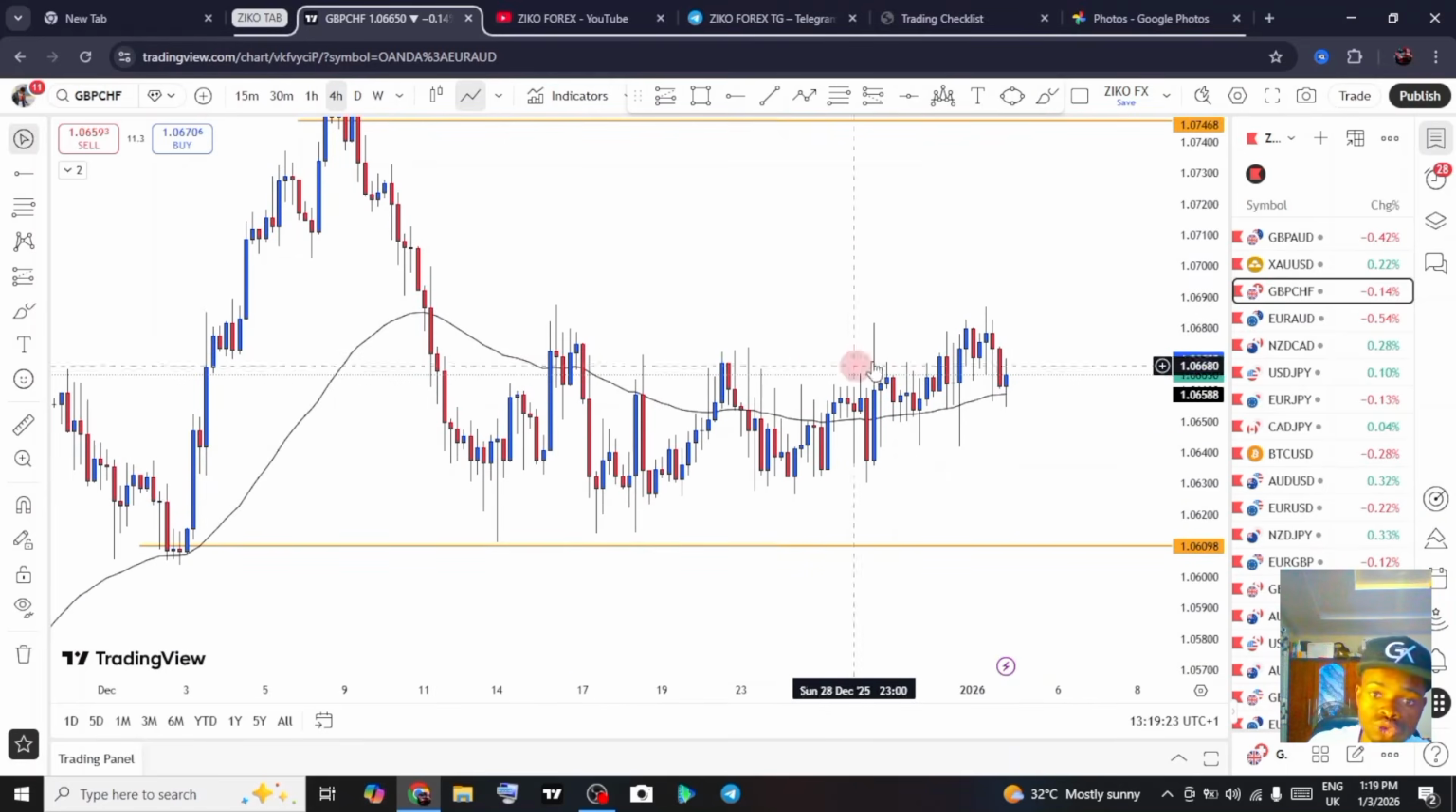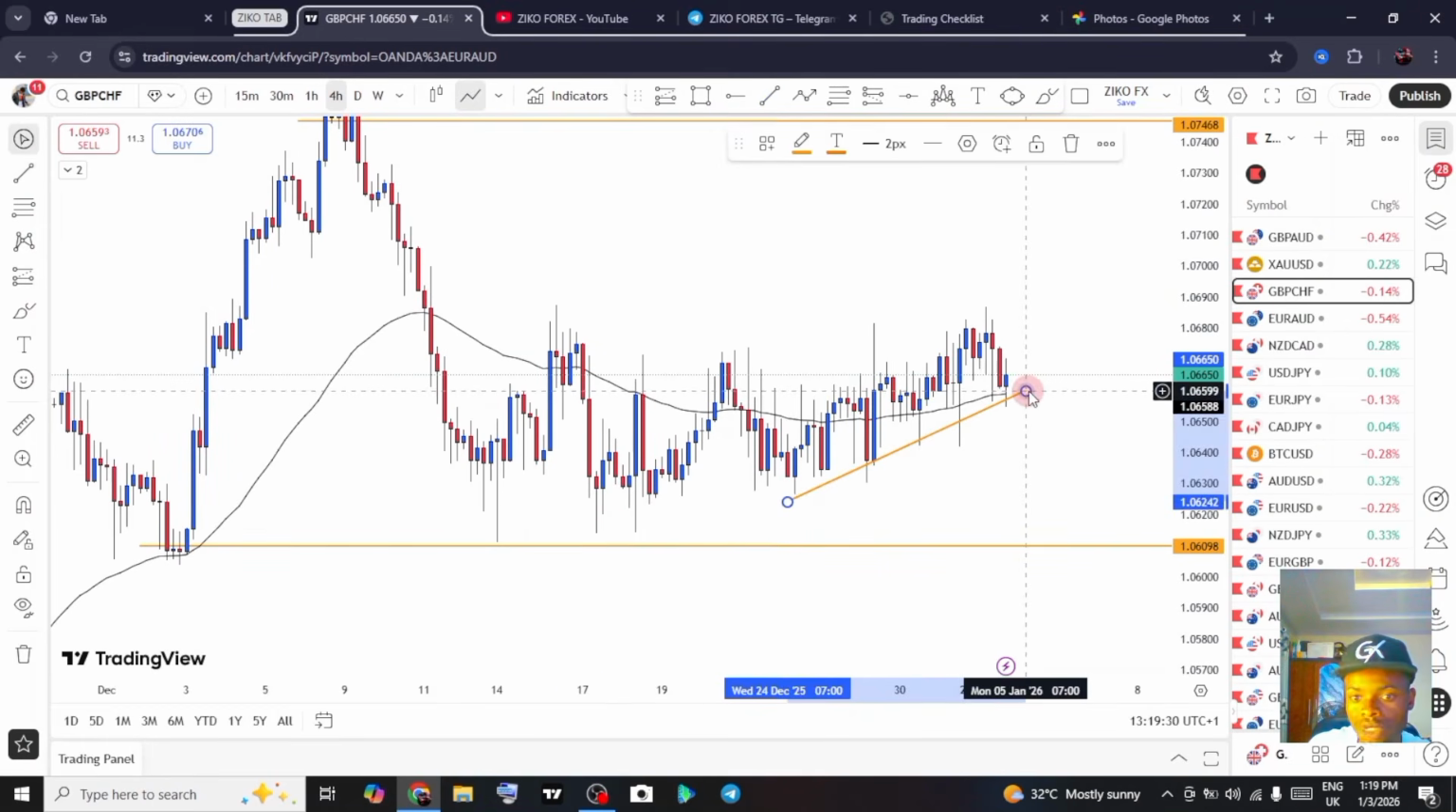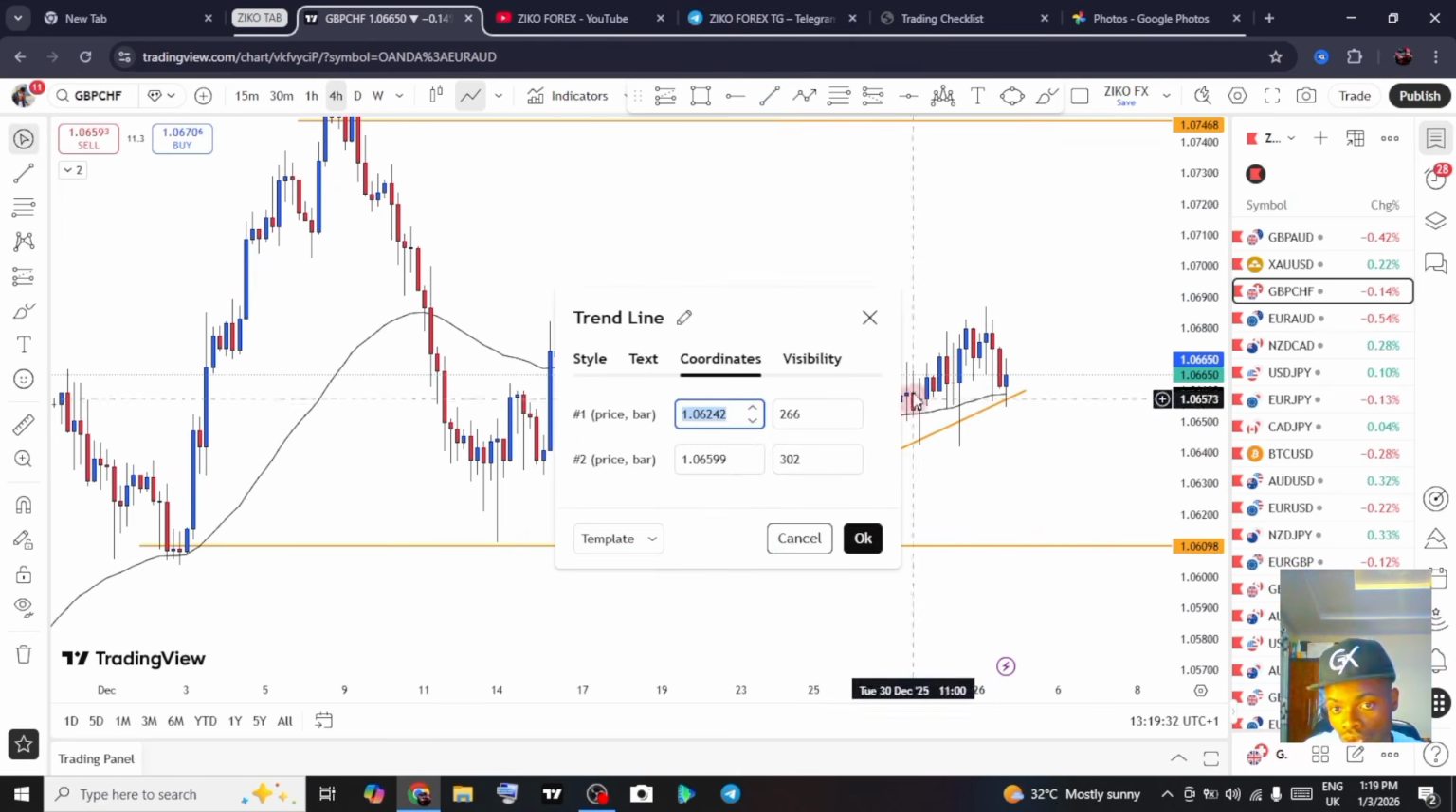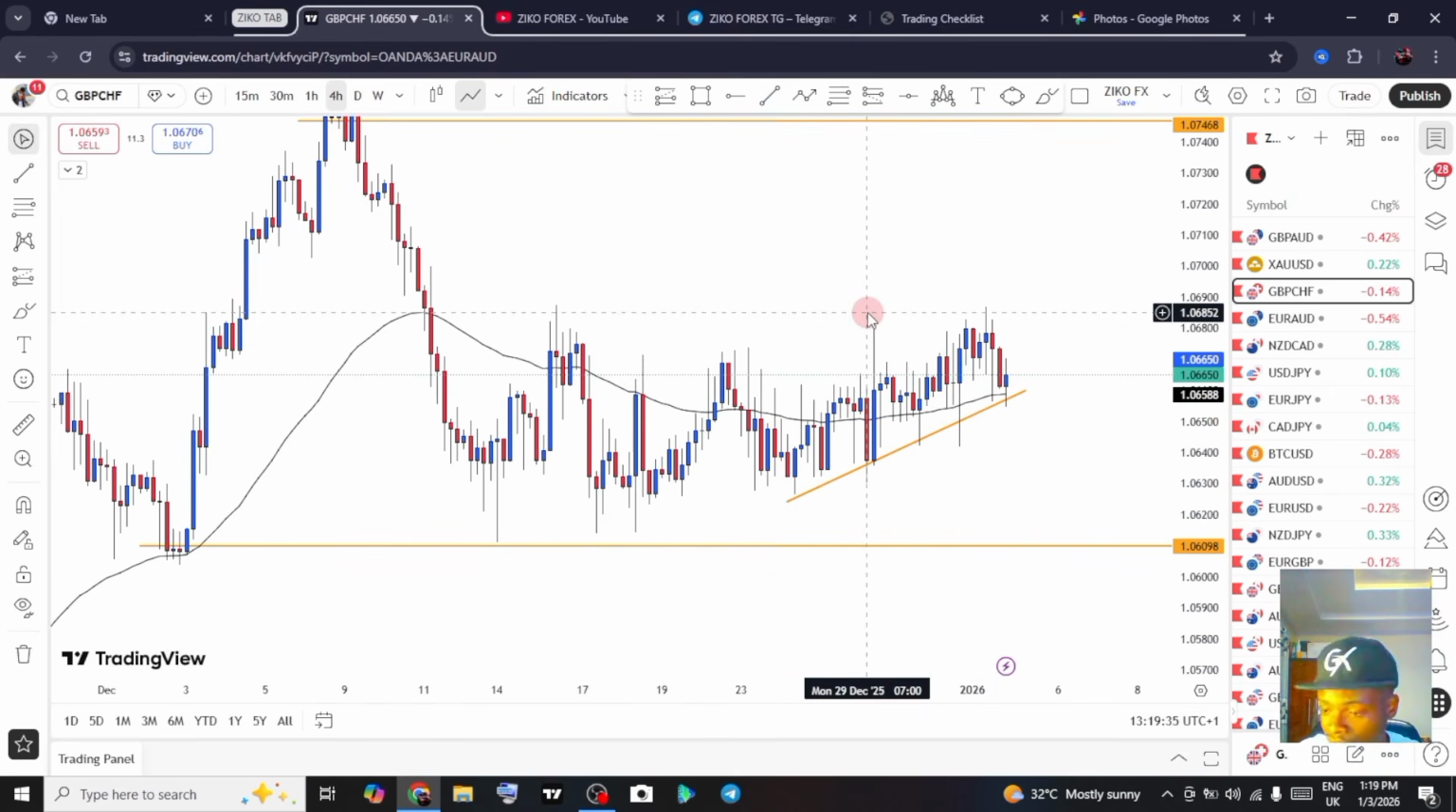But if you are going to draw a trend line on this market, how are you supposed to draw it? If you look here, you see that this looks like some kind of a trend line. So from this trend line, you can almost just judge that this market might actually be bullish.